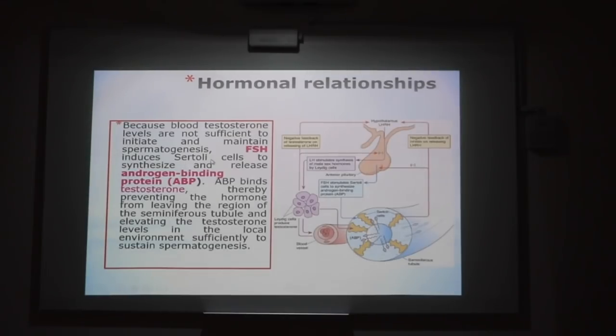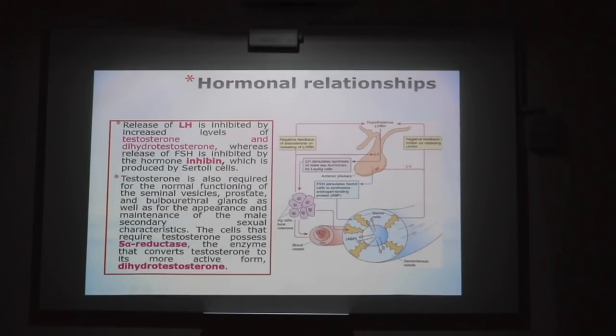Now, the blood testosterone levels are not sufficient to initiate and maintain spermatogenesis. That's why the FSH induces the Sertoli cells to release a hormone which is called the androgen binding protein. And androgen binding protein helps in concentrating testosterone in the Sertoli cells. So this is an important function of the FSH. The FSH binds to Sertoli cells. It results in synthesis of the androgen binding protein, and this androgen binding protein is important in concentrating the testosterone within the seminiferous tubule.